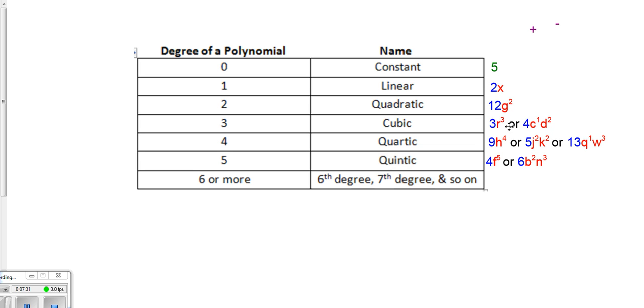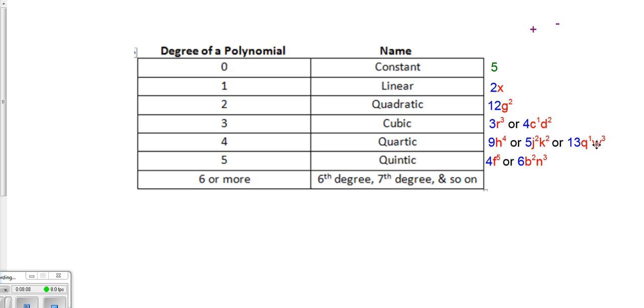So there are two ways to find the degree of a term. It's either the highest power of just the one variable, or add up all of the exponents of the variables. So these would both be called cubics. They are both degree 3. Same thing for quartics or degree 4. Things like 9h to the 4th, because it has the h to the 4th power. Or 5j squared k squared, 2 and 2 add up to 4. Or 13q to the first power, w to the third power, 1 and 3 add up to 4.